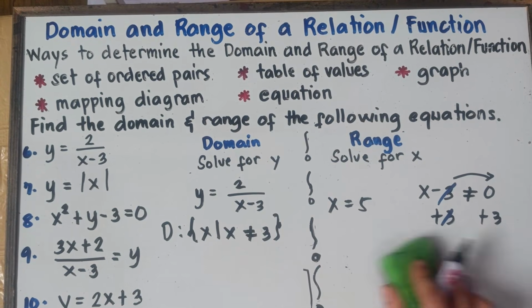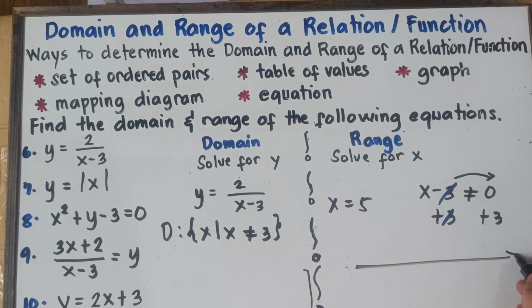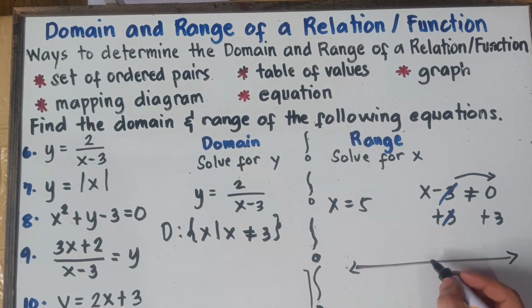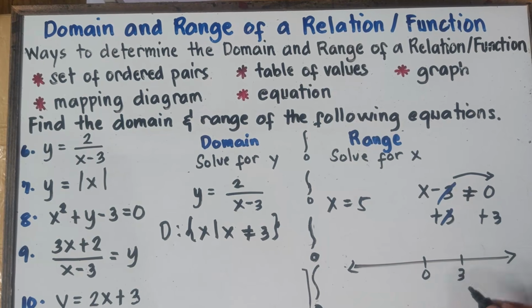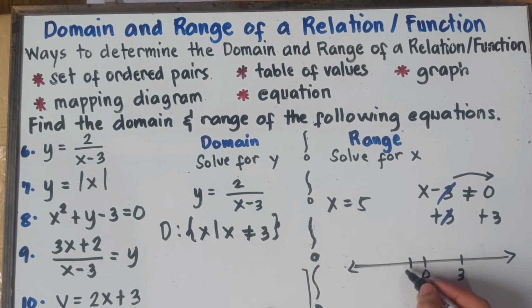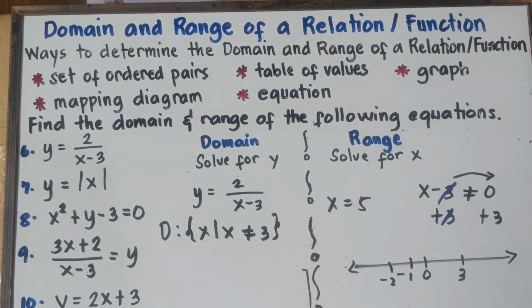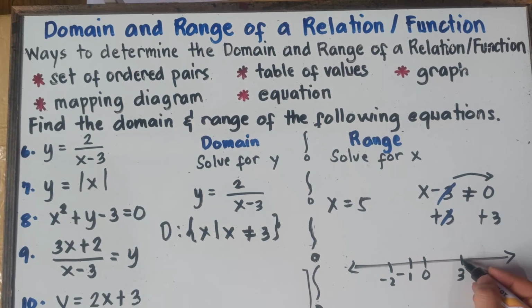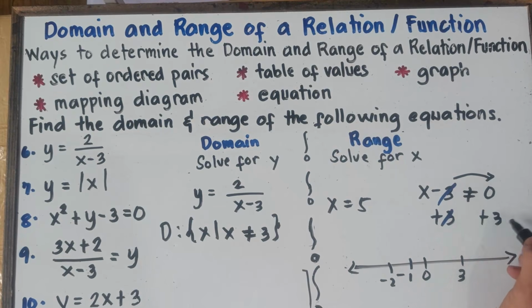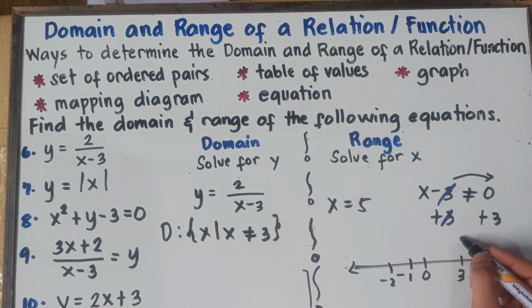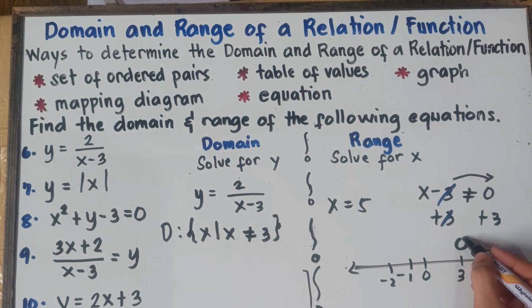Once again, x should not be equal to 3. So this is positive 3, this is 0, and this will be positive 3 right here. Of course, these are negative numbers to the left. X should not be equal to positive 3, so therefore 3 is not included. So you will be using an open circle.